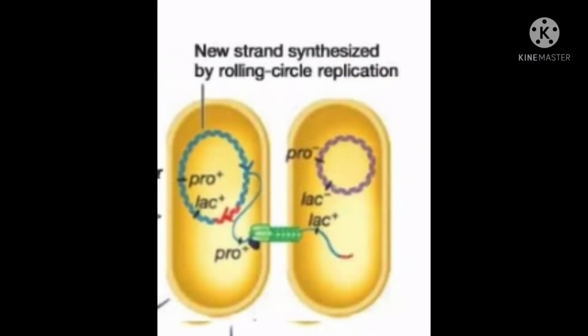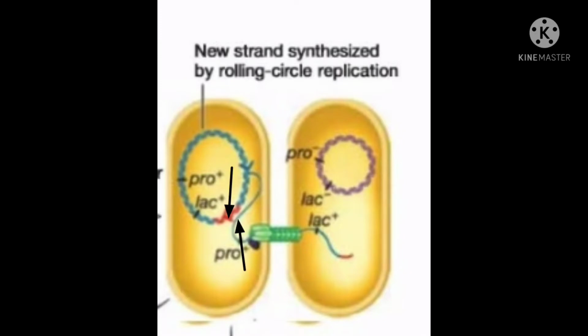This image shows how the transfer of genetic material from the Hfr cell to the F minus cell takes place. In that red colored F plasmid in the Hfr cell, it contains an Ori T site, the origin of transfer site. So there initially a nick is produced.